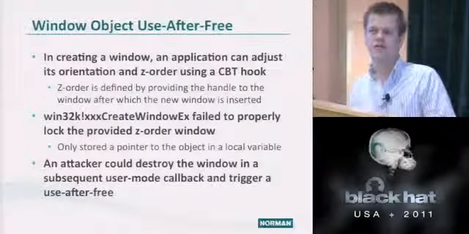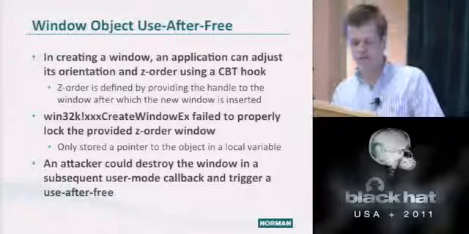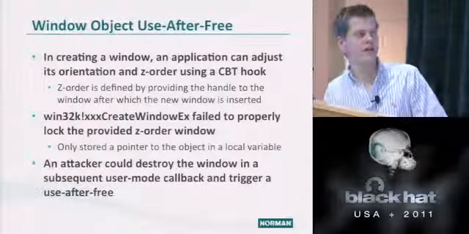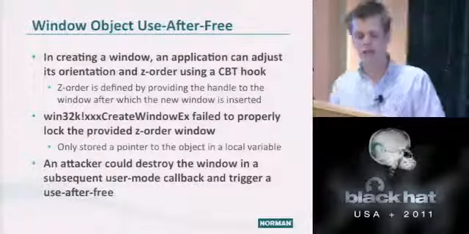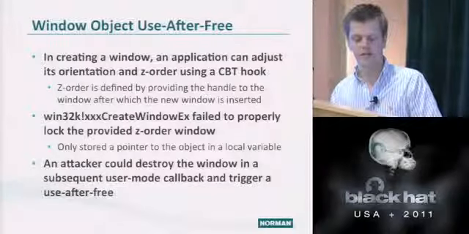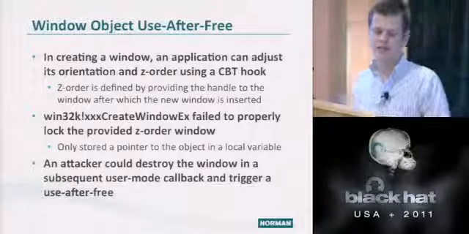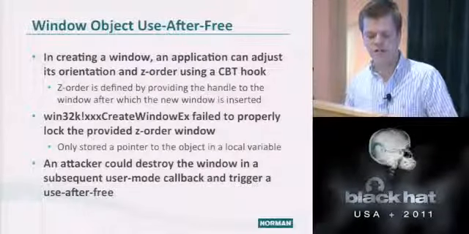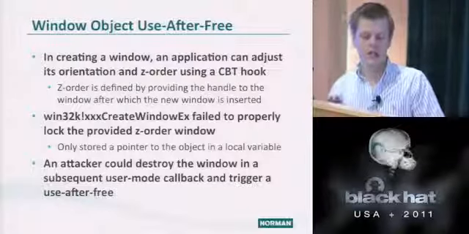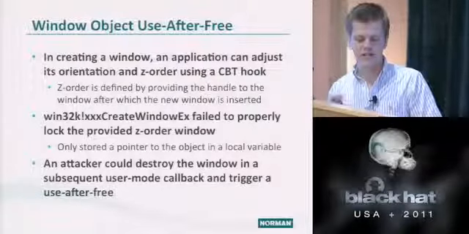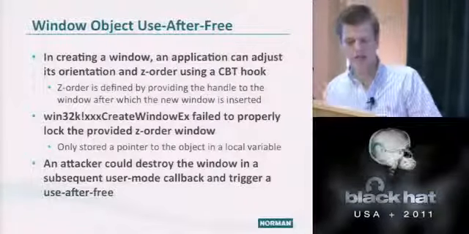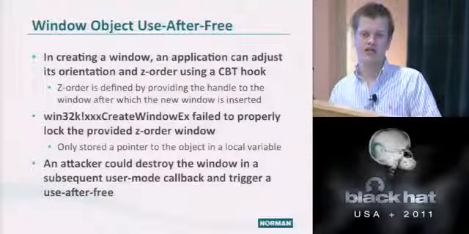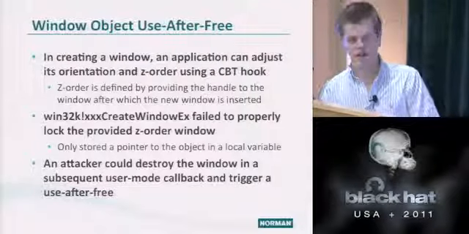So there were a few cases. There were actually, I think, about 15 or 20 vulnerabilities related to object reference counting. So in creating a window, this was actually what I showed you earlier about the CBT hook. You can adjust the orientation of a window using a CBT hook. You can also set the Z order, like the arrangement of the window on the desktop, from topmost to outermost, and you do this by providing a handle to the window, after which the new window handle is inserted.